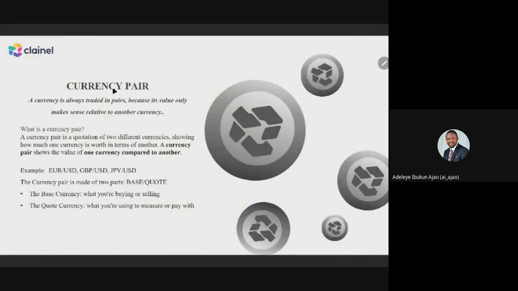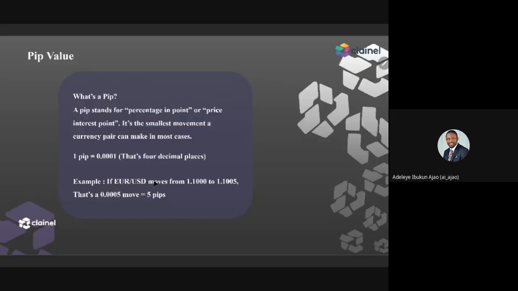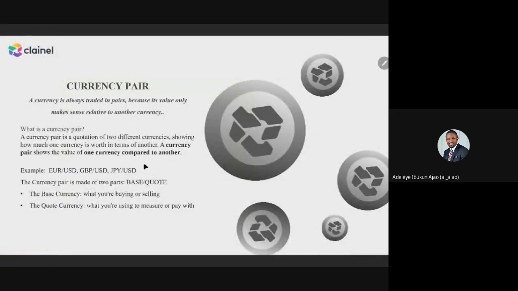Recap on currency pairs. We know what currency pairs are. Currency pairs are the quotations of two different currencies, and they're divided into two parts: the base and the quote. For those of us just joining or that join late, we have two parts of currency pairs, the base and the quote. And a currency is always traded in pairs.